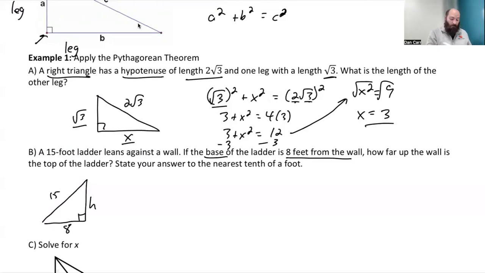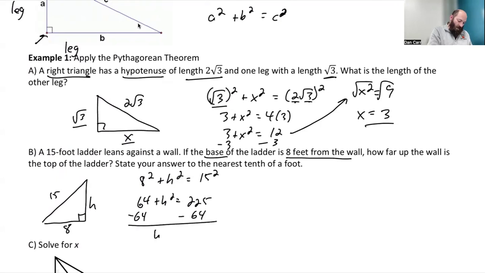Set up just like we did here. I'm going to take leg squared plus leg squared is equal to hypotenuse squared. So I'm going to find the height that I'm going up here. So we got 64 plus h squared is equal to 225, I believe. Let me just make sure. Yeah, 225. Okay, and then I'm going to subtract 64 from both sides. So h squared is equal to 161. And finally, I take the square root of both sides here.